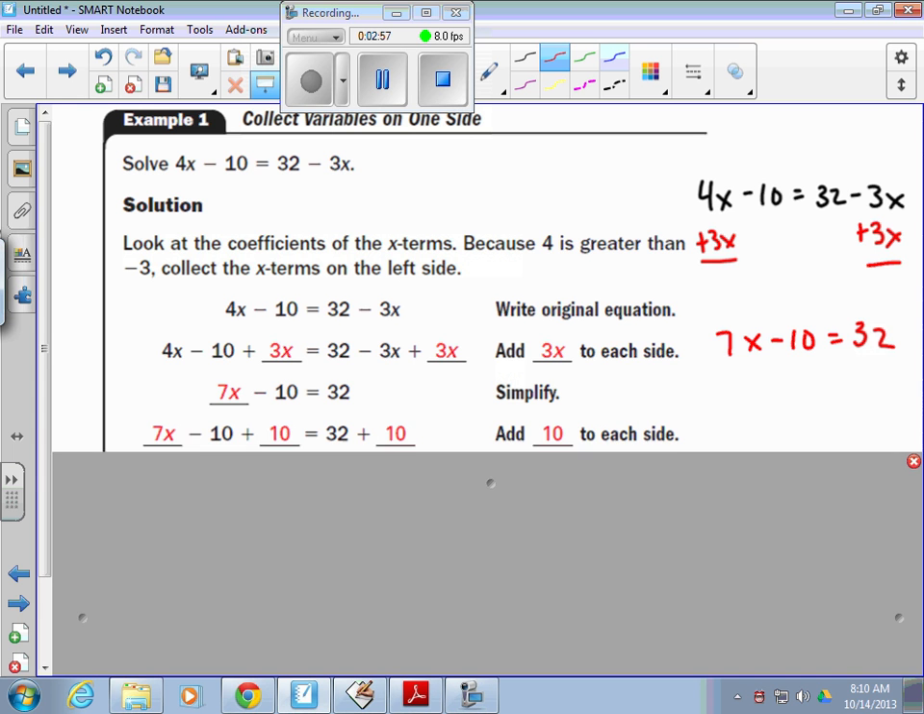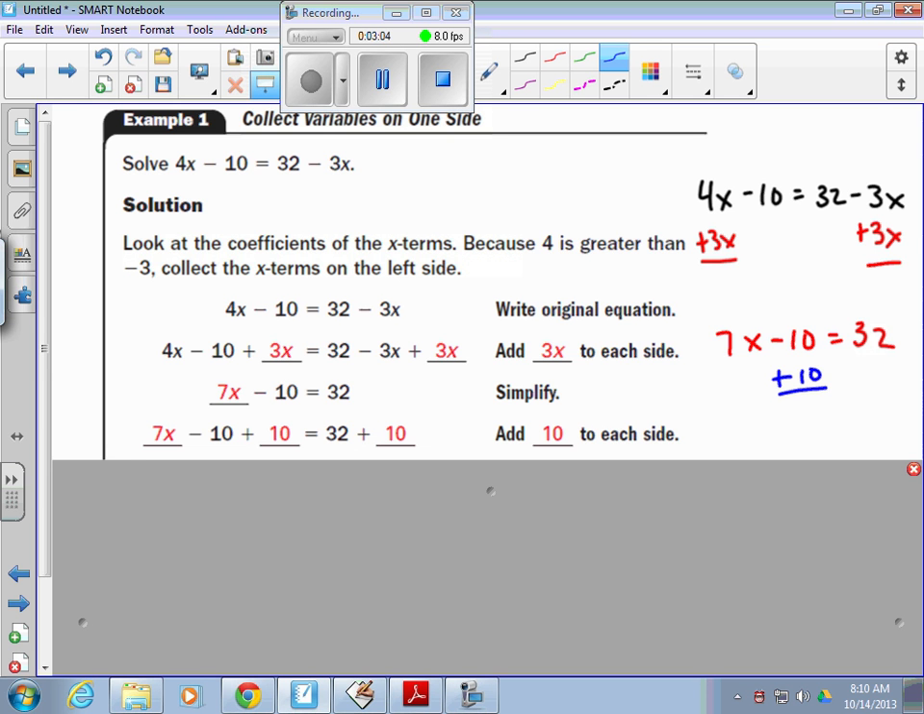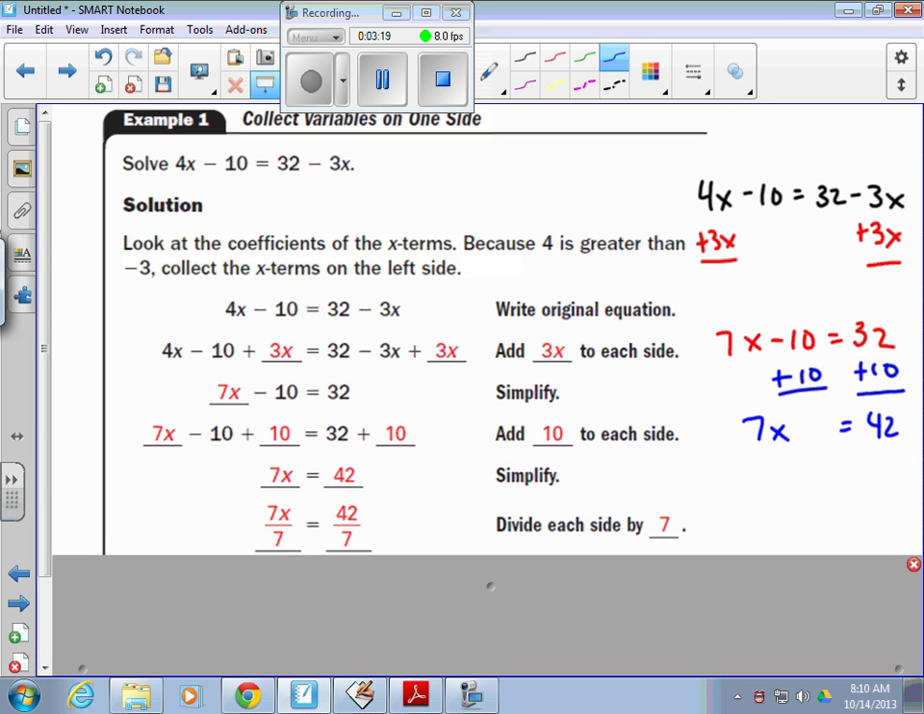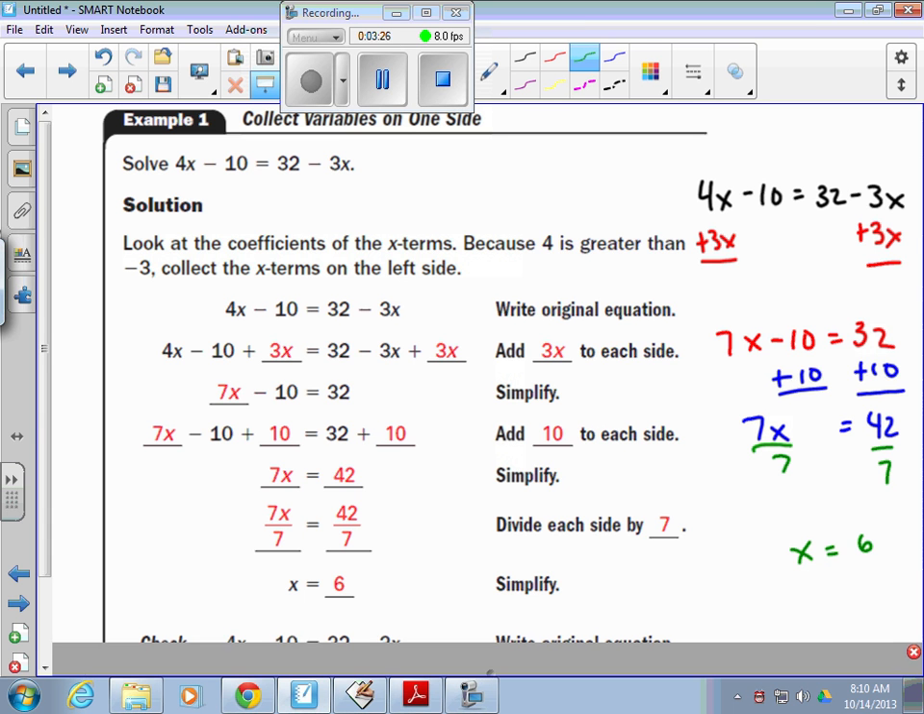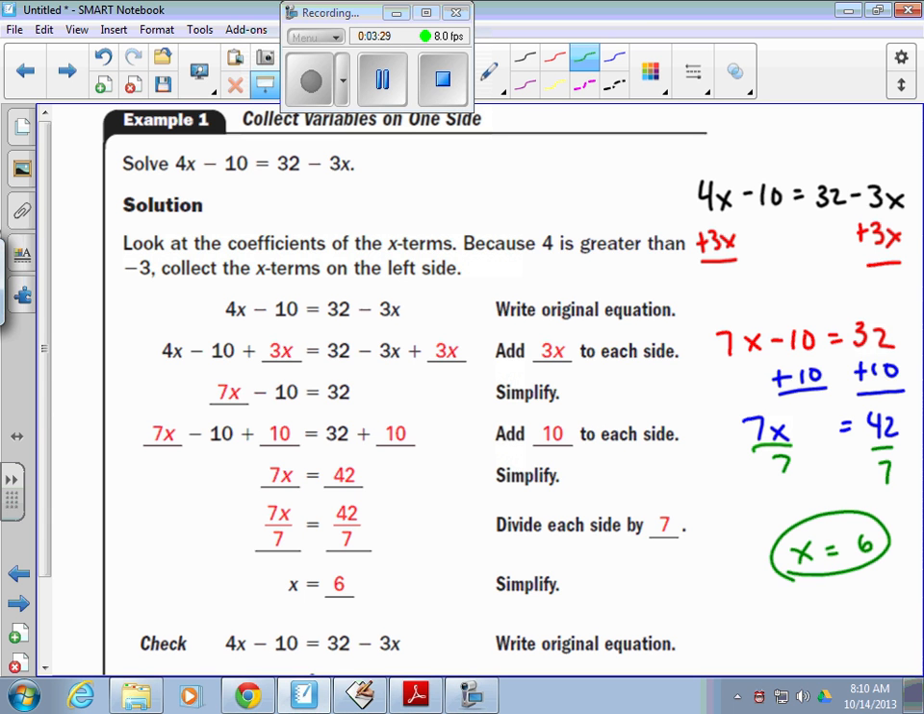Then undo minus 10. Again, it's going to write it horizontally for you by saying plus 10. You could do it vertically right underneath it by saying plus 10 there to undo minus 10. Do the same here. 32 plus 10 is 42. We still have 7x on the left, and minus 10 plus 10 would cancel it out. So now you have 7x equals 42, or 7 times x. You undo that by dividing by 7 on both sides, and you'll have x equals 6 ultimately here. Then it says check it to see if it gives you a true statement.